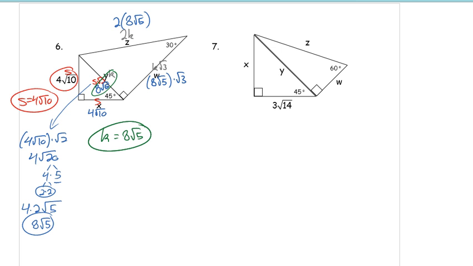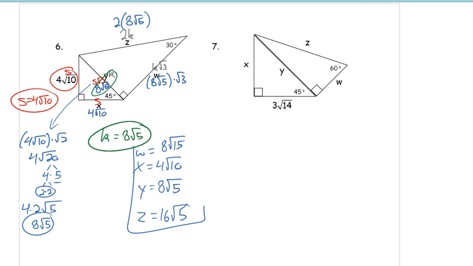So, go back and answer all of our questions. X equals 4 radical 10. Y equals 8 radical 5. W equals, W should go up here, I guess, that's the alphabet. 8 radical 15, 5 times 3 is 15, they both stay inside. And Z is 16 radical 5.